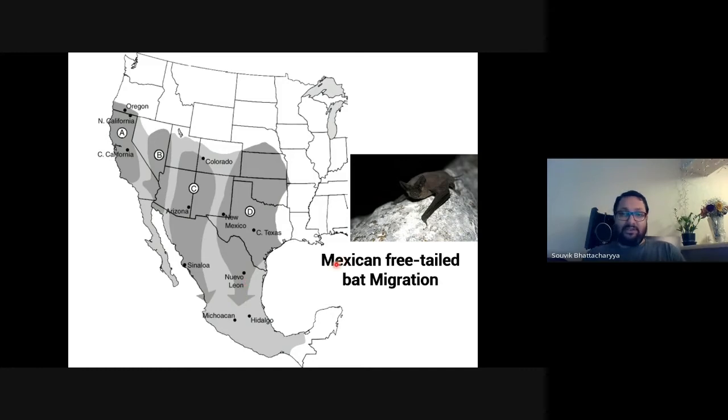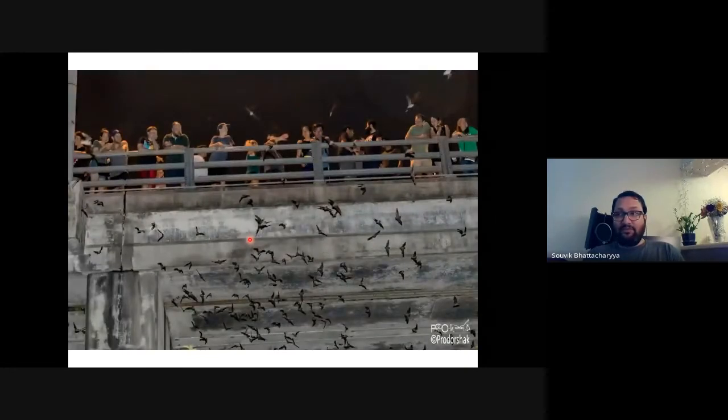Austin is actually the home for Mexican free-tailed bats, which migrate during the winter season from the central or northern region of the US towards Mexico. But for four or five months during the year, they reside at various pockets in between. One such place is Austin, where about 10 to 15 lakh bats reside just under one bridge, and you can visit them every year. So that's just one piece of information that I wanted to share with the students of zoology.